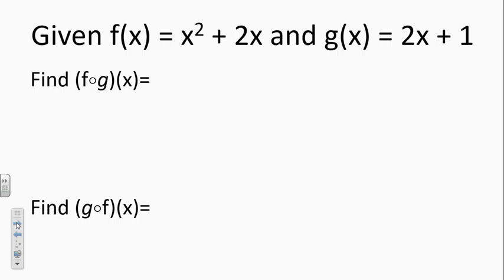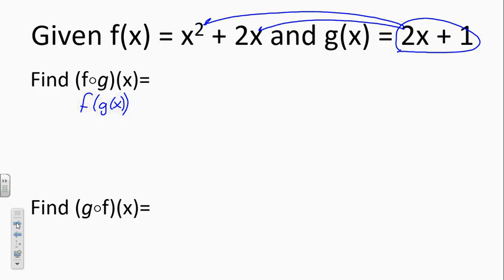Given f of x is x squared plus 2x, g of x is 2x plus 1, we're going to find f composed with g. f composed with g is the same thing as f of g of x. Plug in 2x plus 1 everywhere I see an x in f. So f composed with g will be 2x plus 1, quantity squared, plus 2 times 2x plus 1.